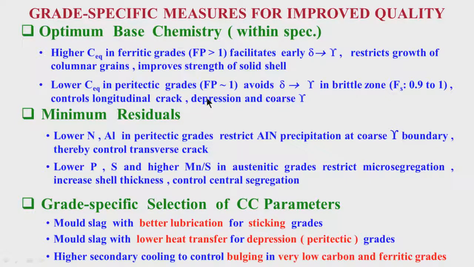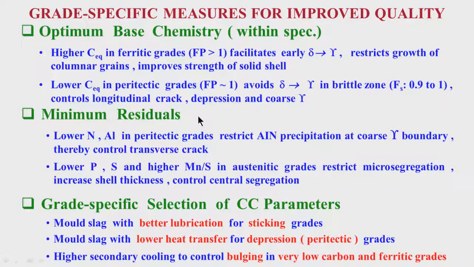For peritectic grades, which have a chemistry with carbon equivalent around 0.1, or for the stainless family, where the nickel equivalent by chromium equivalent is around, say, 0.5, slightly higher than 0.55, maybe 0.56 or 0.7. There we lower the carbon equivalent, so that the delta to gamma transformation does not take place in this brittle temperature zone. So, depending on the grade, we have to make some minor adjustment in base chemistry, within specification of course. Then I have talked about the effect of residuals.